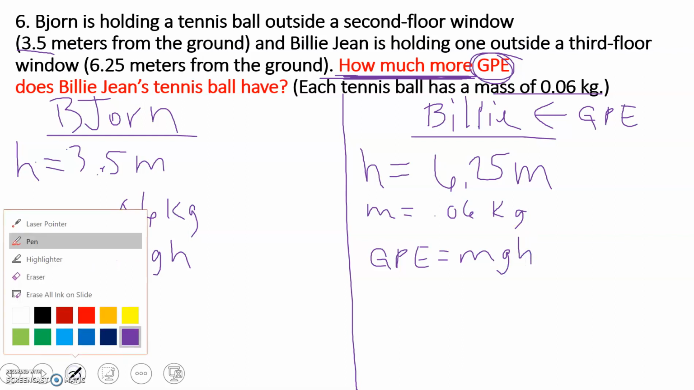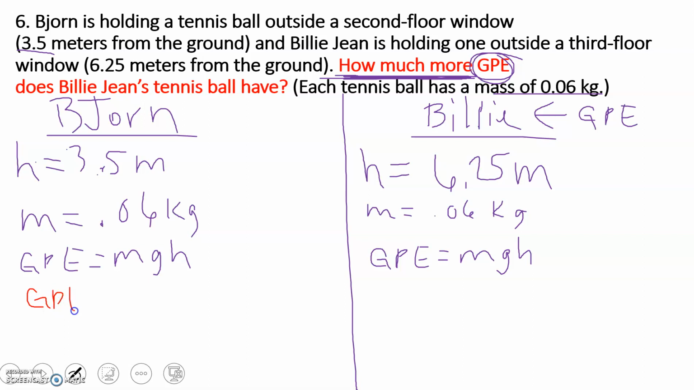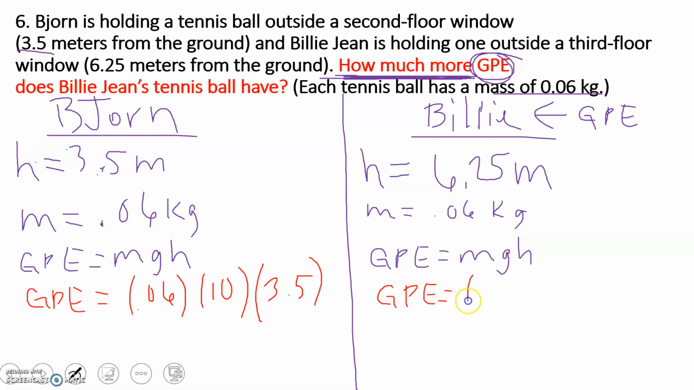Alright, then we're going to plug in. So, the GPE for the ball in the second floor window, the mass is 0.06. The gravity will go with 10, 9.8, 10. Either way you do it, it'd be really close. The height is 3.5. On the other side, if we set up Billie Jean's equation, we can substitute the mass, again same size tennis ball, 0.06, same gravity, they're both on Earth, so 10. And then the height, Billie Jean is a floor higher, so it's going to be 6.25.